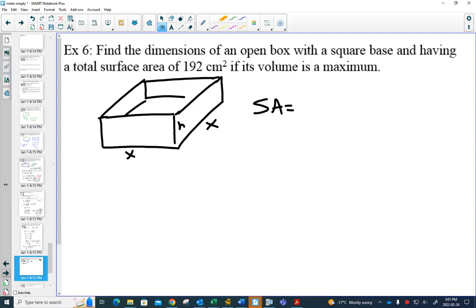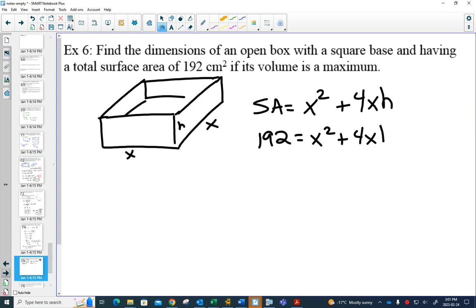Can you see that the outer surface area would be the bottom, which is x squared, and then you would have four rectangles that are all x times h. And what do we know about our surface area? We know that our surface area is 192, so that gives us this equation.